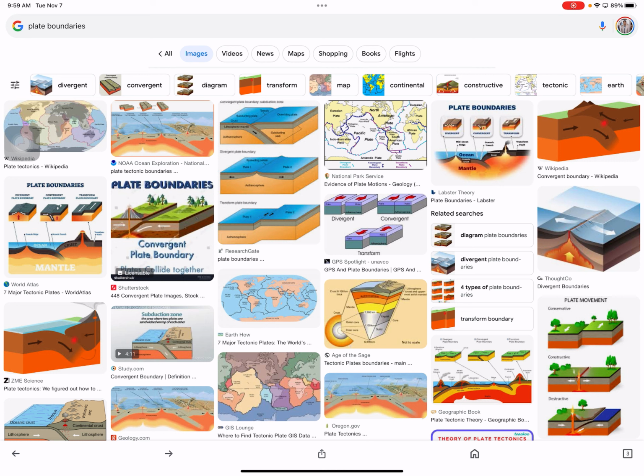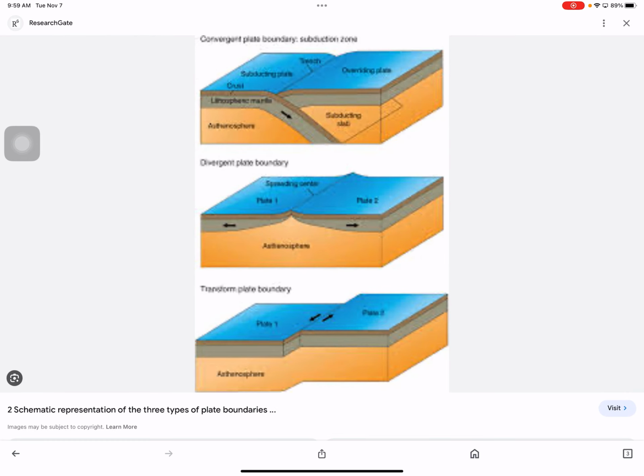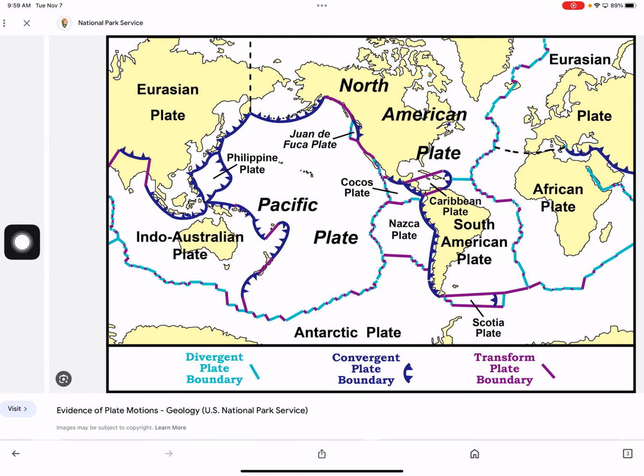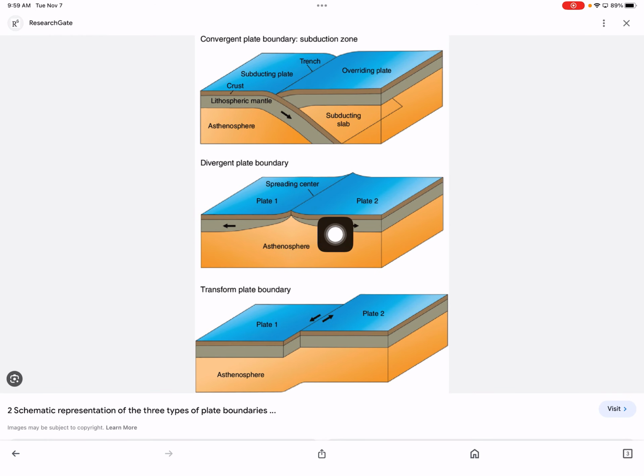So here's new plate being created. There's the asthenosphere, so new plate is rising and created here. Iceland straddles that, and these plates are moving away. This is where plate is being created, and this is where plate is being destroyed.